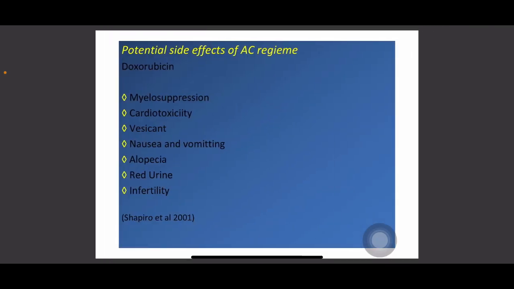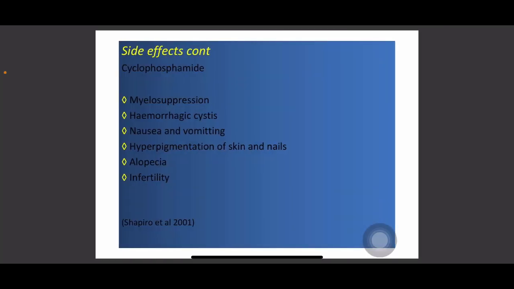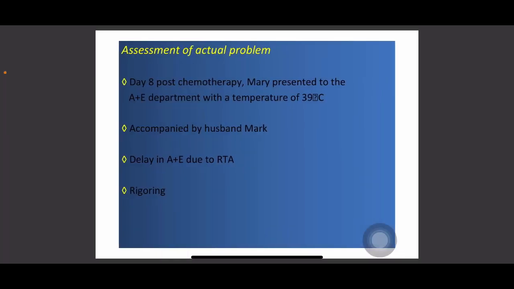Potential side effects of the AC regime. Doxorubicin side effects are myelosuppression, cardiotoxicity, vesicant effect, nausea and vomiting, alopecia, red urine, and infertility. And the side effects of cyclophosphamide are myelosuppression, hemorrhagic cystitis, nausea and vomiting, hyperpigmentation of skin and nails, alopecia, and infertility. Her actual problems start on day 8 post chemotherapy.